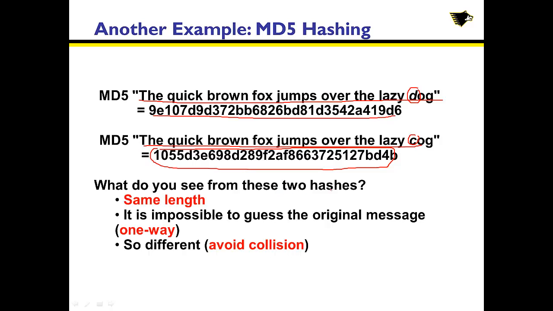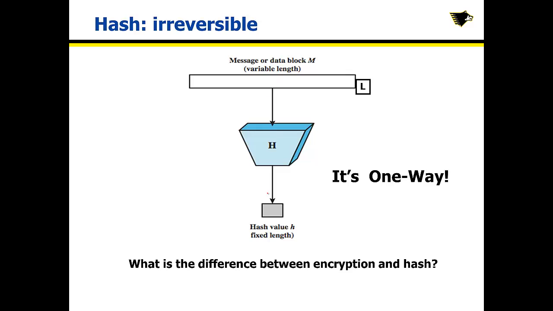From these two hashes, you will find the hash values are the same length, but the hashes are totally different. Which means from the hash value, it's difficult to guess the original message. So we call this feature of hash one way.